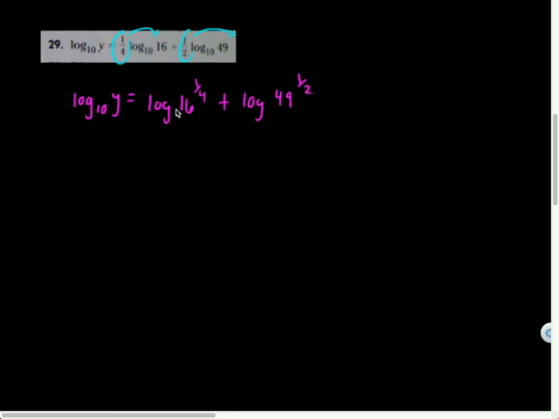Now notice that if I don't write the base 10, we're cool with that because it is implied to be base 10. So we can have that shorthand. So log of the 16 to the 1/4 power, that's the same as what? What does 16 to the 1/4 power mean? The fourth root. The fourth root of 16, which is 2. Plus log of 49 to the 1/2, what does 1/2 power mean? Square root of 49 is 7. So I've got log of 2 plus log of 7.